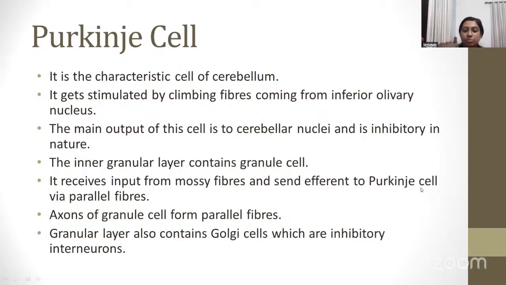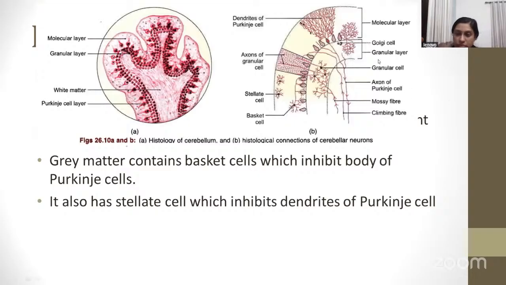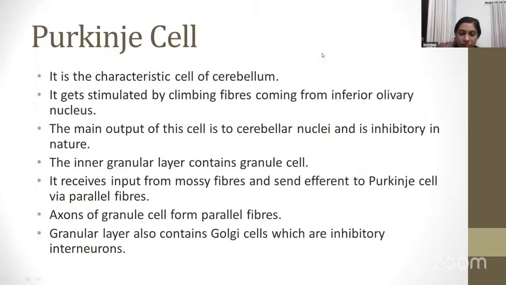Okay, so in the inner part, we have the granular cell layer, which contains the granule cells, and it receives impulses from the mossy fibers and sends efferents to the Purkinje cell via the parallel fibers. And the axons of the granular cell form the parallel fibers. So the granular cells are sending parallel fibers to the molecular layer. The granular layer also contains two types of cells, mainly Golgi cells and the granular cells. These two are inhibitory interneurons.